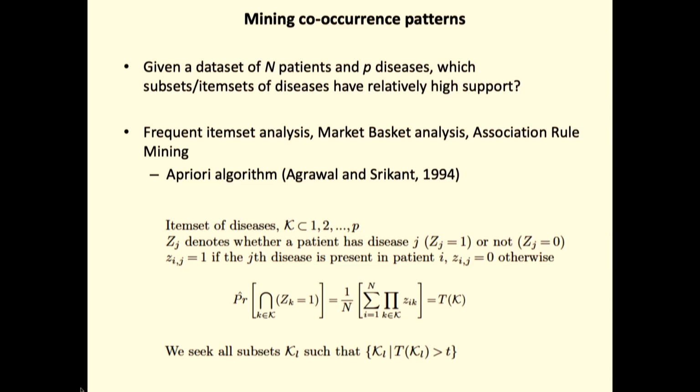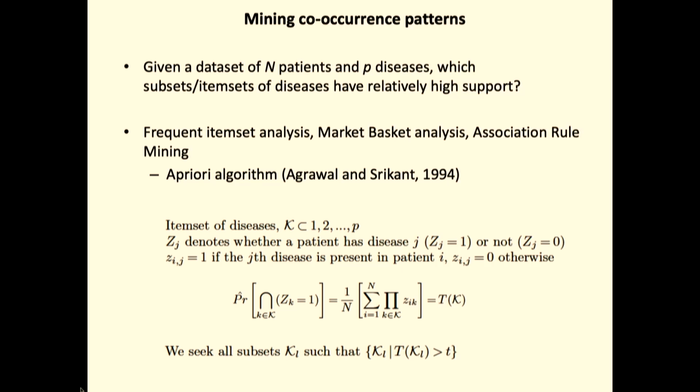So let's move on to one of the main parts of this first part, which is how do we mine these co-occurrence patterns? So we have this data set of N patients and P diseases. It's a binary data set. Each row is a patient, each column is a disease. And if a person has a disease, you have a 1. Otherwise, it's a 0. Right?